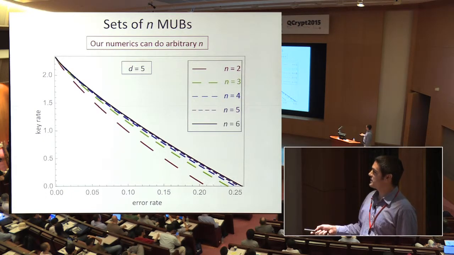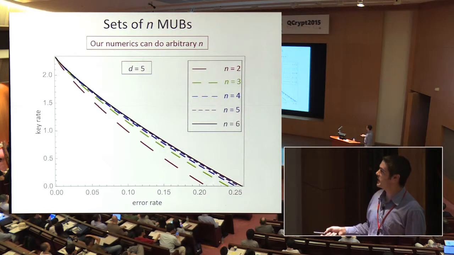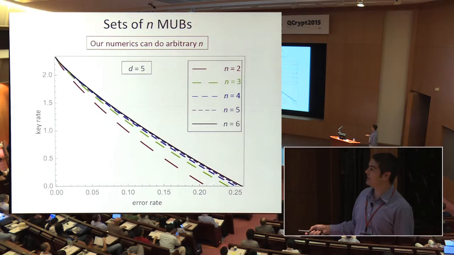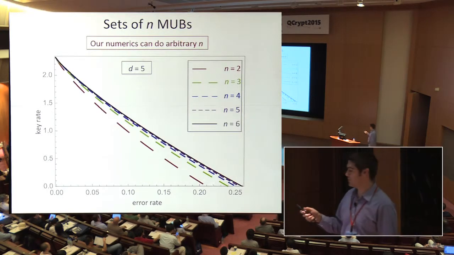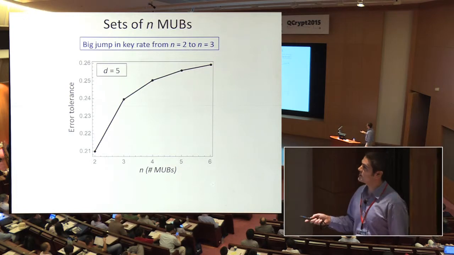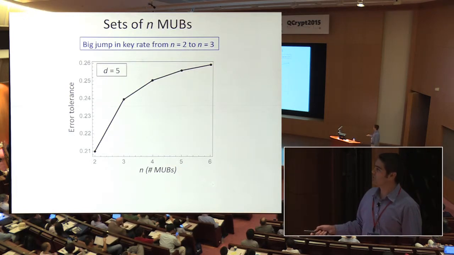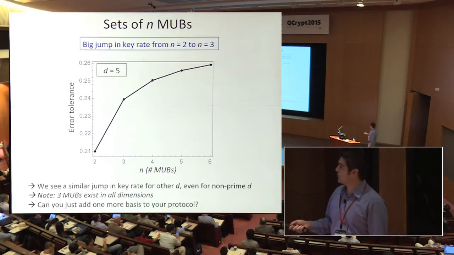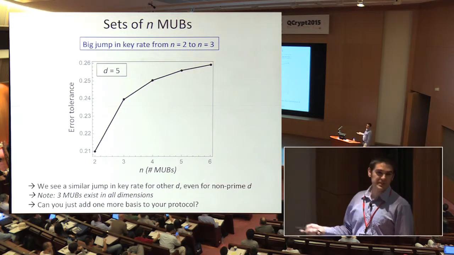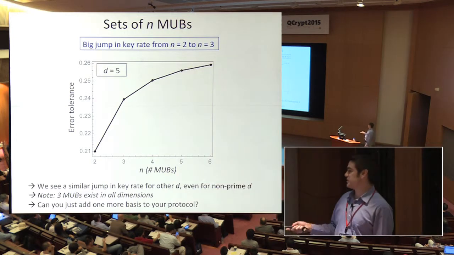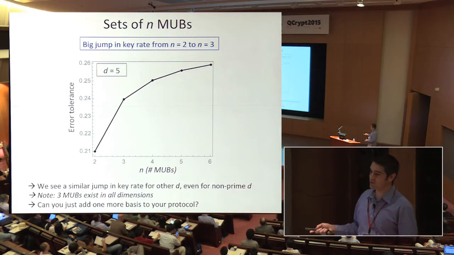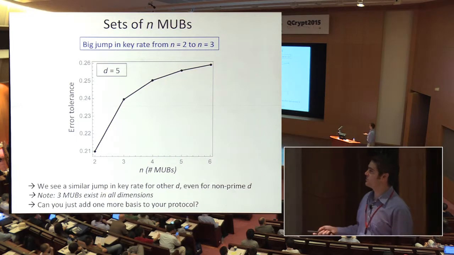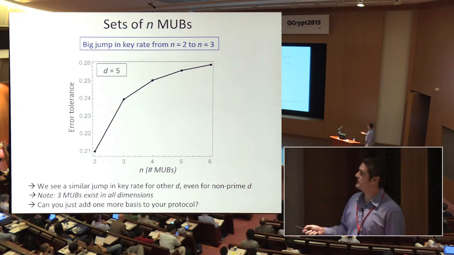We can see that the key rate gradually increases as we increase the number of mutually unbiased bases. But what's interesting is that we get a big jump just going from 2 to 3 mutually unbiased bases, and then diminishing returns as you increase the number of MUBs. And just to make that more clear, I show the error tolerance versus the number of mutually unbiased bases. And you see there's a big jump going from 2 to 3 and then diminishing returns. We see a similar jump for other dimensions, even non-prime dimensions. And I'll just remark that there exist three MUBs in all dimensions. So it's an interesting idea that perhaps you can just add one more basis to your protocol, going from 2 to 3, and you get a big jump in the key rate.